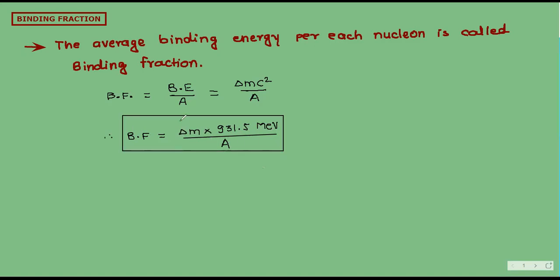Now, what is the significance of this binding fraction? See, if binding energy per nucleon, that is binding fraction, is large, that nuclei is stable. If binding energy per nucleon is small, that nuclei is unstable. Got it? Let's write down those 2 points.